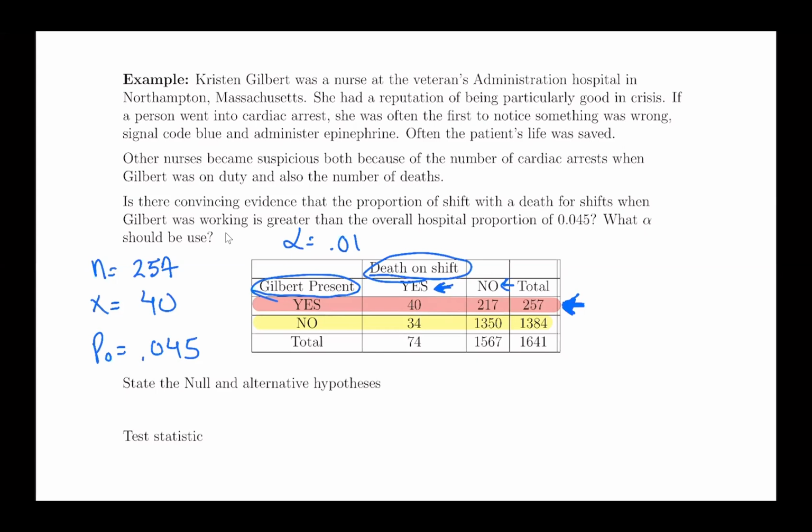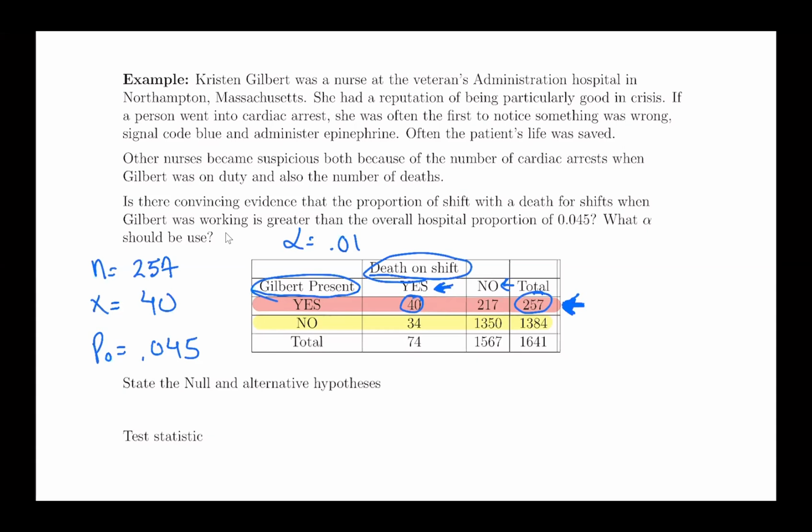Okay, everybody go for N, X, and P. Wait, can you repeat that? So the N represents how many shifts they were able to get for Kristen Gilbert. They were able to see that she had 257 shifts. And then we want to figure out how many times somebody died during her shift, so we want to use the 40.